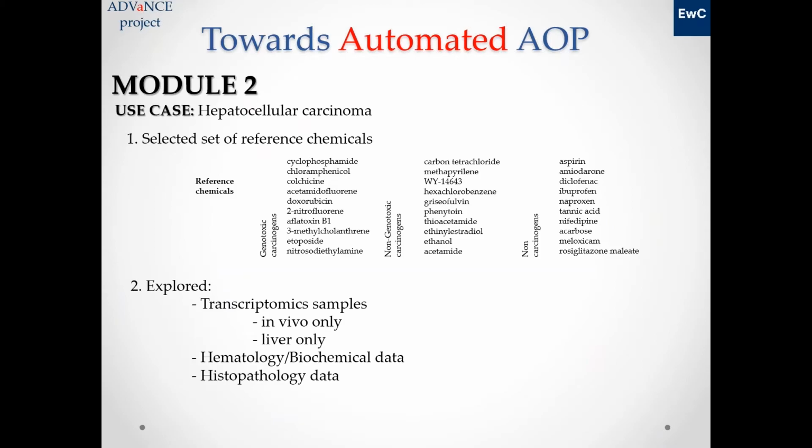In this case, in order to focus more towards non-genotoxic induced hepatocellular carcinoma, we selected as a beginning a set of reference chemicals, which were split into 3 groups: genotoxic carcinogens, non-genotoxic carcinogens, and non-carcinogens as a negative control. So we explored the transcriptomic samples, in vivo data only, liver only. So it's a bit of a restriction of this workflow in particular. And then the hematology, biochemical data, and then histopathology.